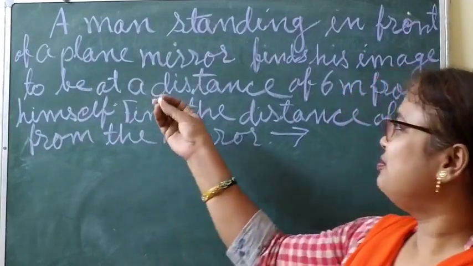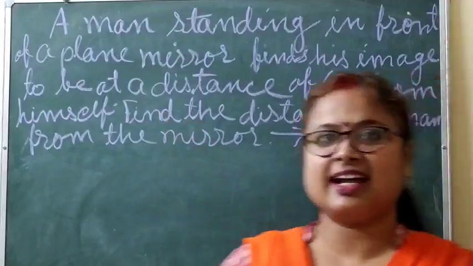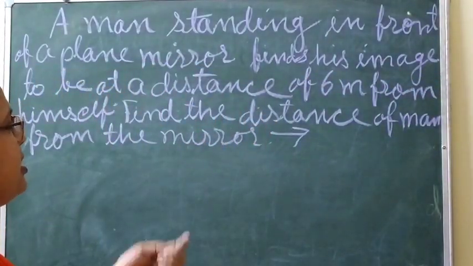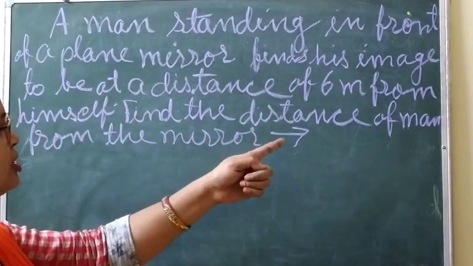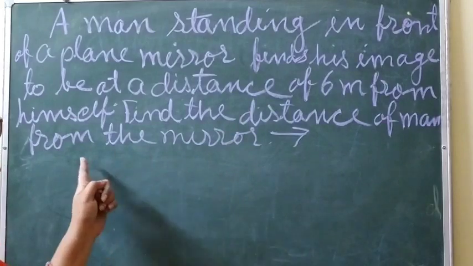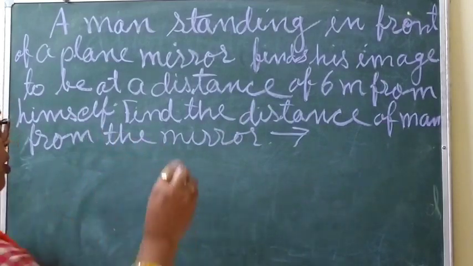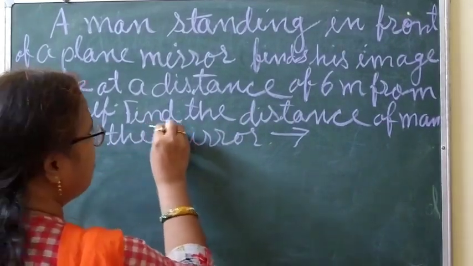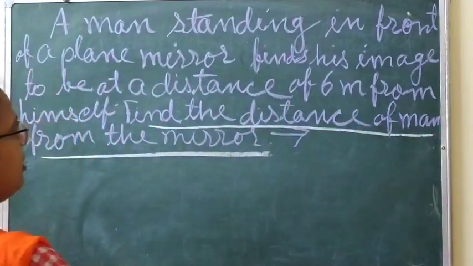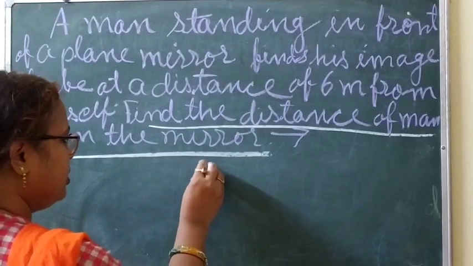So the numerical is: a man is standing in front of a plane mirror and finds his image to be at a distance of 6 meters from himself. Find the distance of the man from the mirror. So we have to find the distance of the man from the mirror. Let's solve it through the diagram. It will be easy.